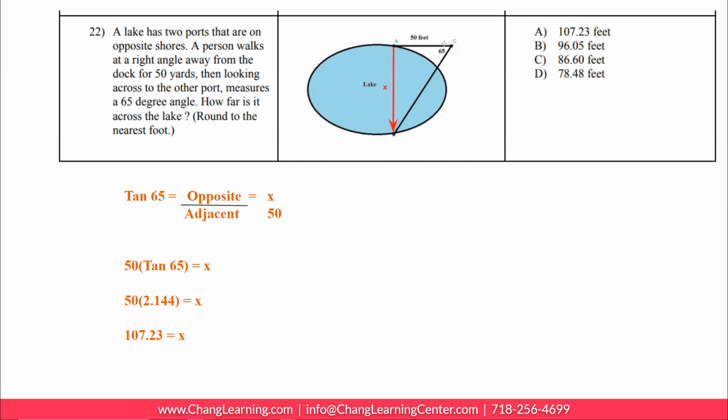So march on land 50 feet on dry land, and then the tangent of 65 is x over 50. Multiply both sides by 50. And we get tan 65, which is 2.144. And the distance x across the lake is a little more than double, 107.23 feet. And the correct answer is A.